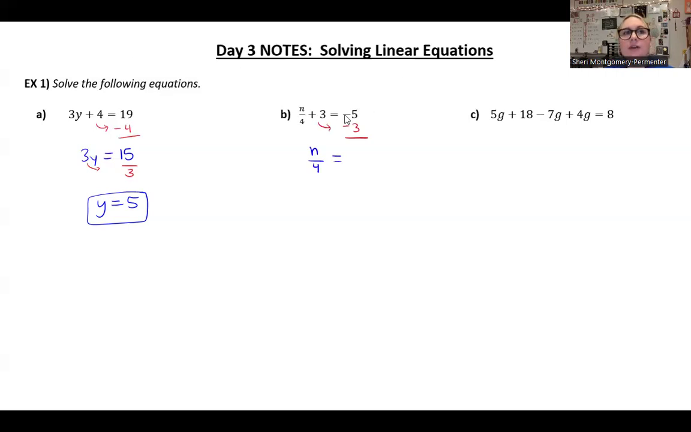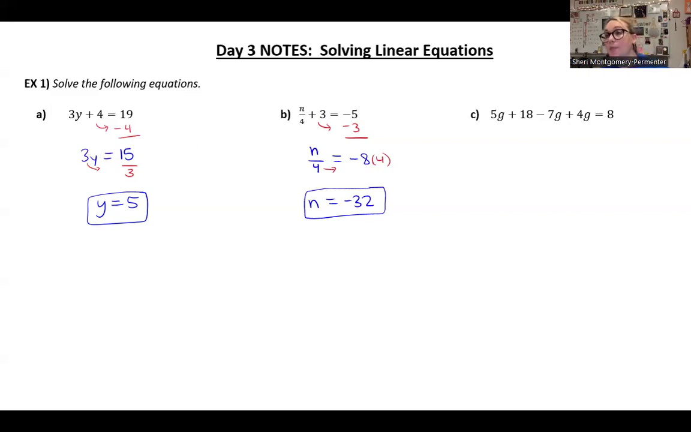So I have -5 and I'm getting 3 more negative. So I'm getting more negative. I'm going to have a negative number. And so 5 and 3 is how much? -8. Yep. To get rid of divide by 4, what would I do? Multiply by 4. Very good. So n is equal to -32. Very good. Y'all are good.